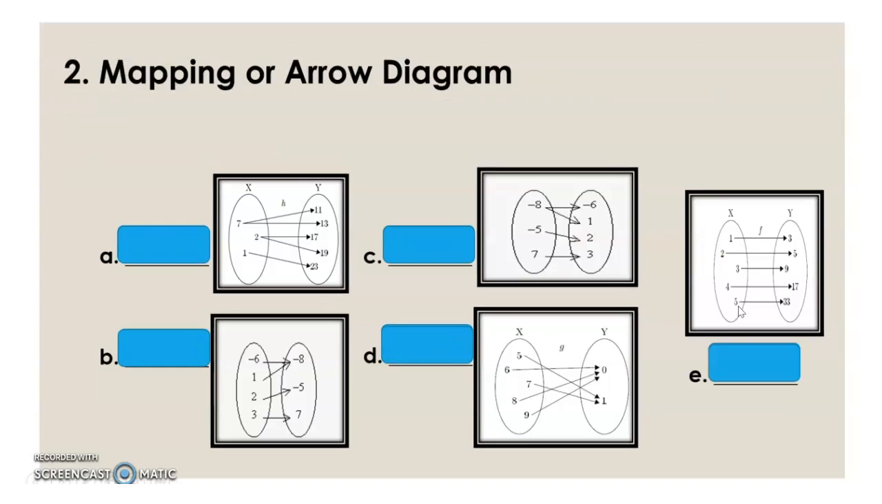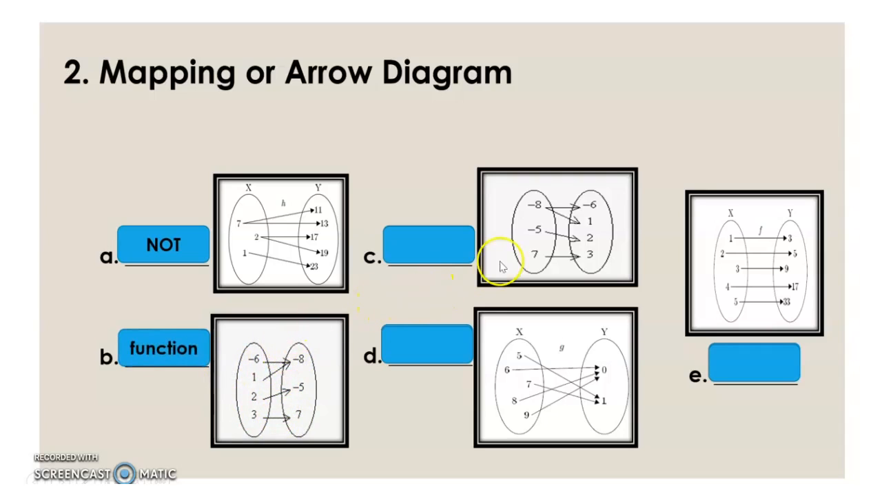This time, let us determine which among the following mapping or arrow diagram is classified as a function. So letter A, is it a function or not? Take note, 7 is paired with two different elements in y or in the range. Therefore, the first one is not a function. The second one, we have 4 elements in the domain, and each element in the domain has exactly one pair of element in the range. Therefore, letter B is, you're right, it's a function.